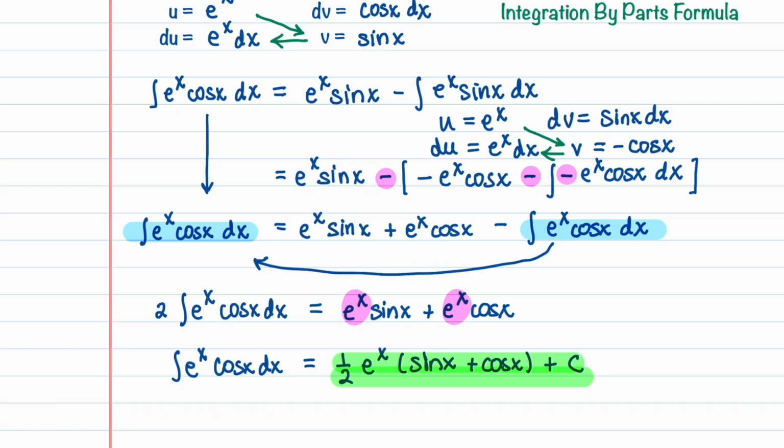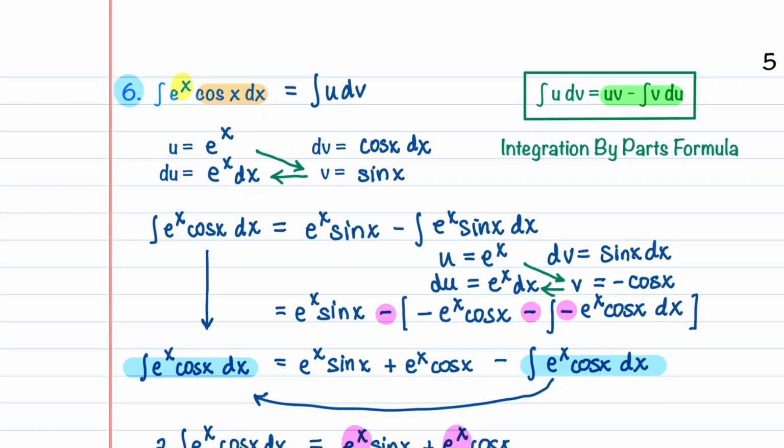I would put a star by this problem and just remember, we'll go back here to the top, that this problem is one where you have to use integration by parts 2 times and you get back the original integral.